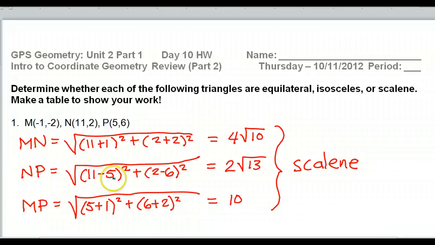Okay, well this is our coordinate geometry review, part 2. For problem number 1, if we want to determine if it's equilateral, isosceles, or scalene. Of course, equilateral means all the same. Okay, isosceles means at least 2 are the same. And scalene means none are the same.